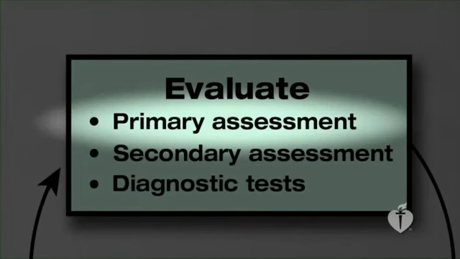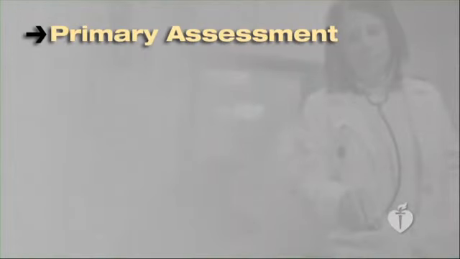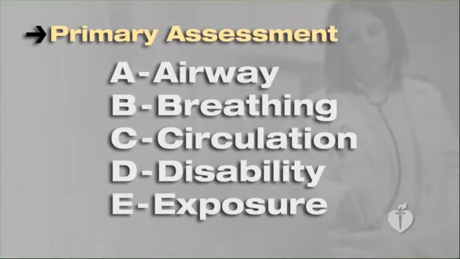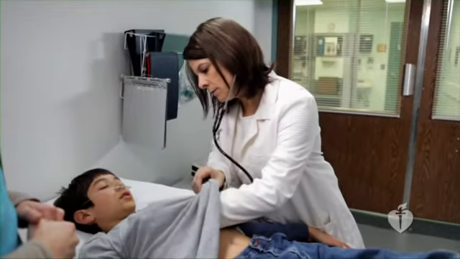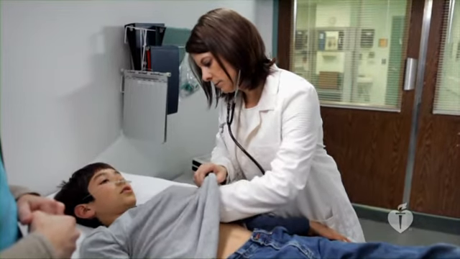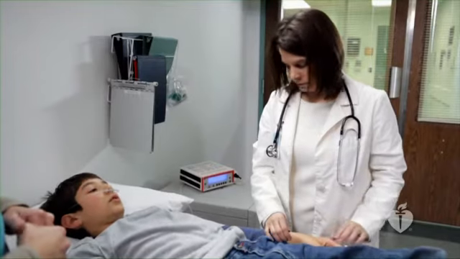The first step of the evaluation is the primary assessment. The primary assessment uses an ABCDE approach. ABCDE stands for airway, breathing, circulation, disability, and exposure. The primary assessment is a hands-on evaluation. Here you assess respiratory, cardiac, and neurologic function to identify the problem. This assessment includes evaluation of vital signs and oxygen saturation by pulse oximetry.